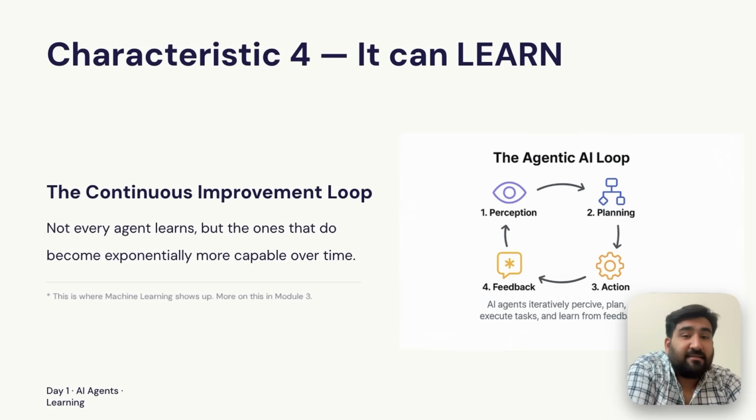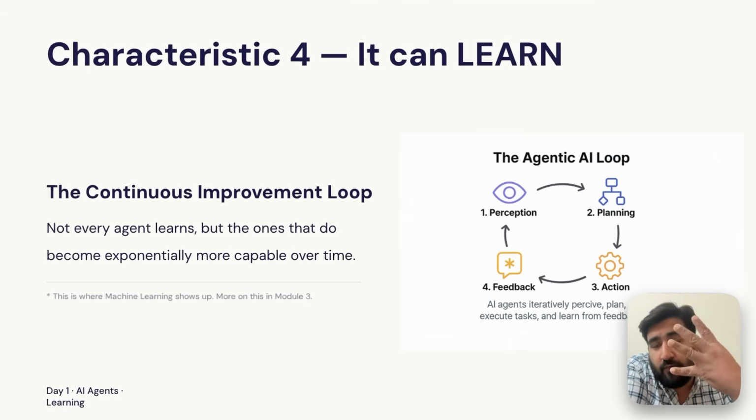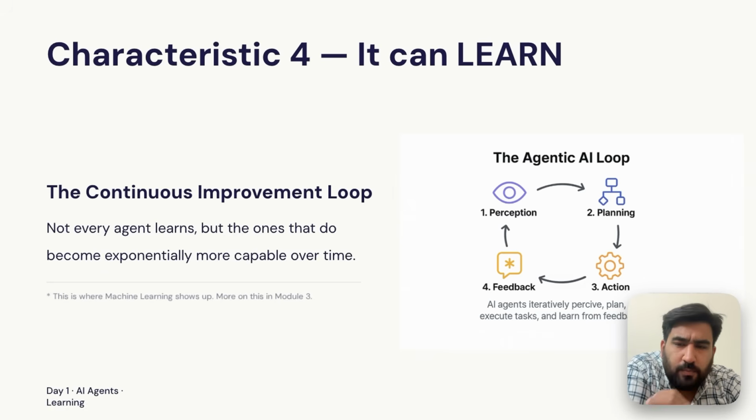All right, the next characteristic, let's move there. Number four, and notice I said this one is optional but powerful. An agent can learn. Look at the loop on the slide which I have shown you: actions, planning, learning, the outcome, and the feedback. This is the secret sauce behind every agent that gets extremely good, scary good, over time.